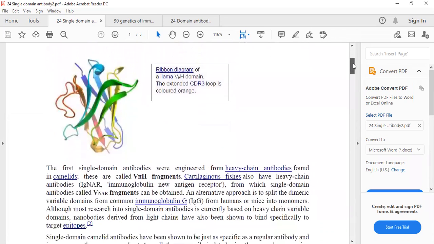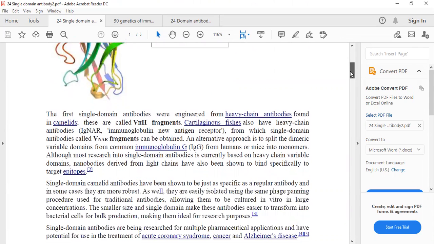This is the diagram of the variable part of the heavy chain of one antibody molecule. Here only the heavy chain part of the variable region is used.